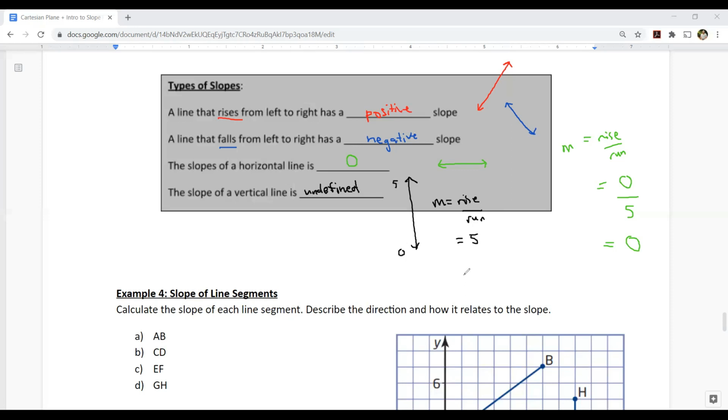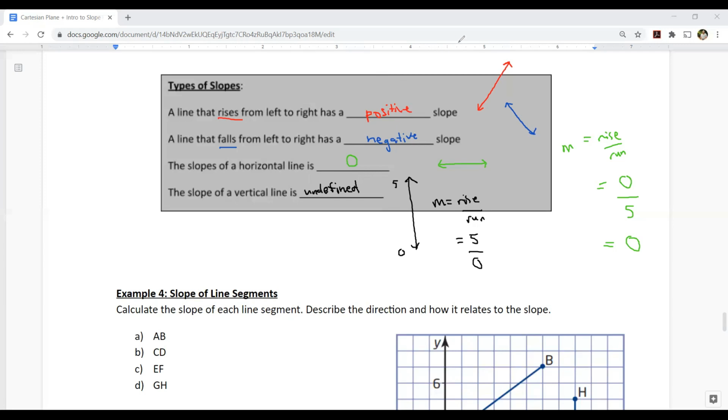Now, what's our run? Did we move left or right or horizontally? No. So because we didn't move left or right, we have a run of 0. And if you were to type that in your calculator, 5 divided by 0, you would get a math error. And the idea is that you can't divide by the number 0. And anytime you do, you're going to get an undefined answer.